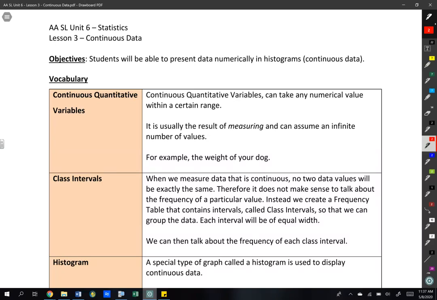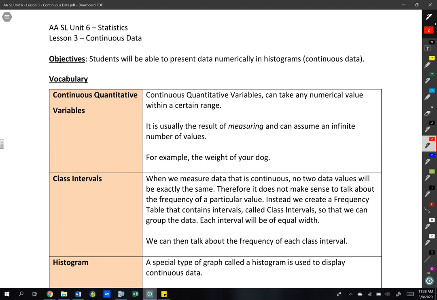Hi everybody, today we're doing lesson 3 on continuous data. The last lesson was discrete data and this lesson is on continuous. All right, so a continuous quantitative variable can take any numerical value within a certain range.